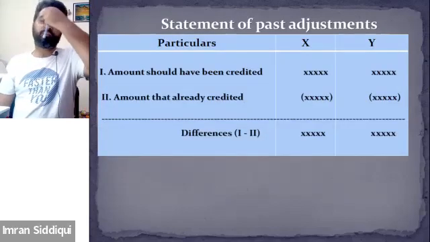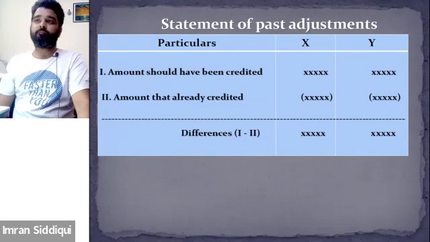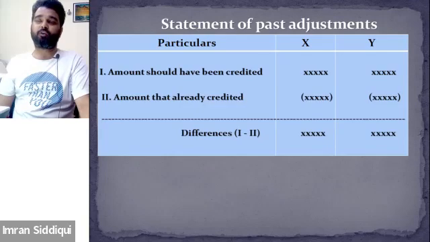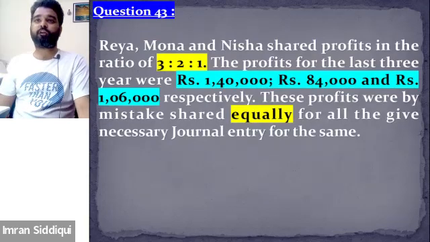Depending upon the difference we get, if we are getting a negative value in the difference column, then it means that particular partner's capital account will be debited. And if we are having a positive value in the differences column, then such partner's account will be credited by that particular amount. So based on the past adjustment, we did question number 43 in the last session. I hope this question is clear.